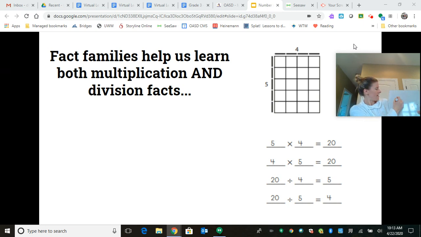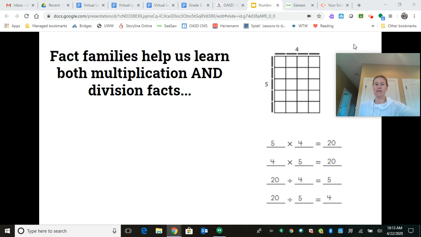And then when we're dividing, I just want to show this example again. We take that whole number and we divide it by one of the divisors or factors, and we end up with the other one. So 20 divided by 4 is 5. 20 divided by 5 is 4. Do you see how it's kind of connected like that? It's almost like when we did addition and subtraction. It's that fact family. Those three numbers are related in both multiplication and division.